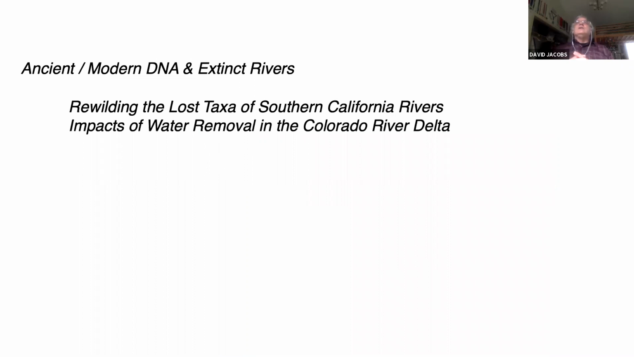All right, so let's move on to some extinct rivers. I'm not sure if that term is most generally used, but I'm going to look at two examples of sort of extinct river problems. One is in Southern California.